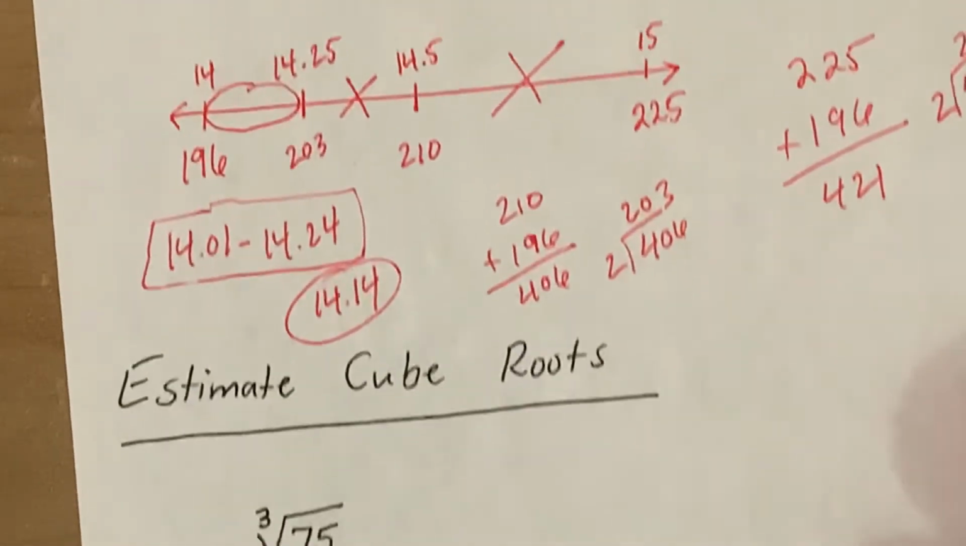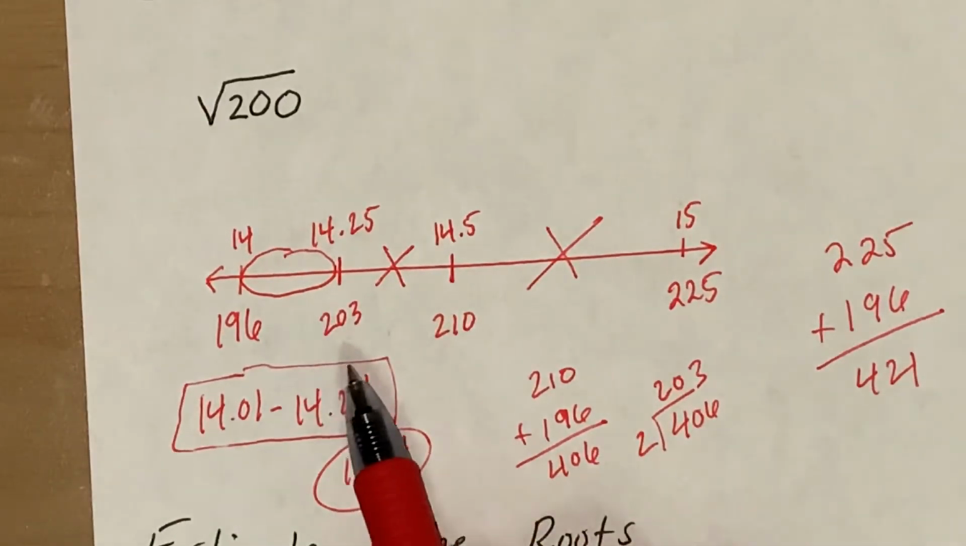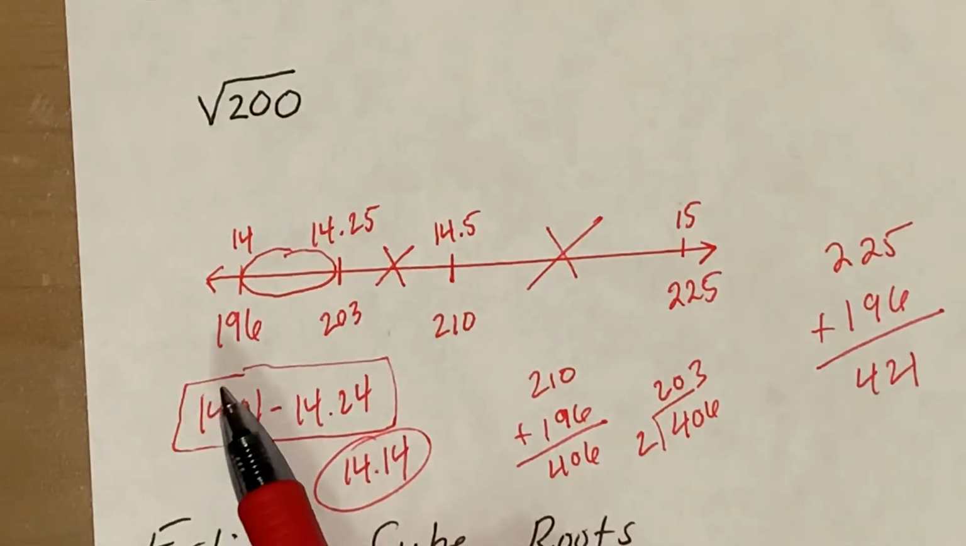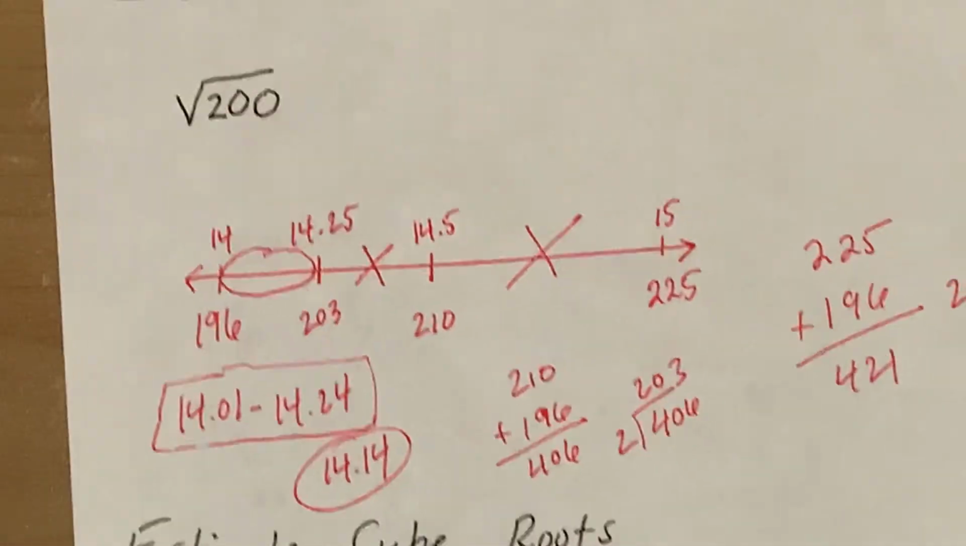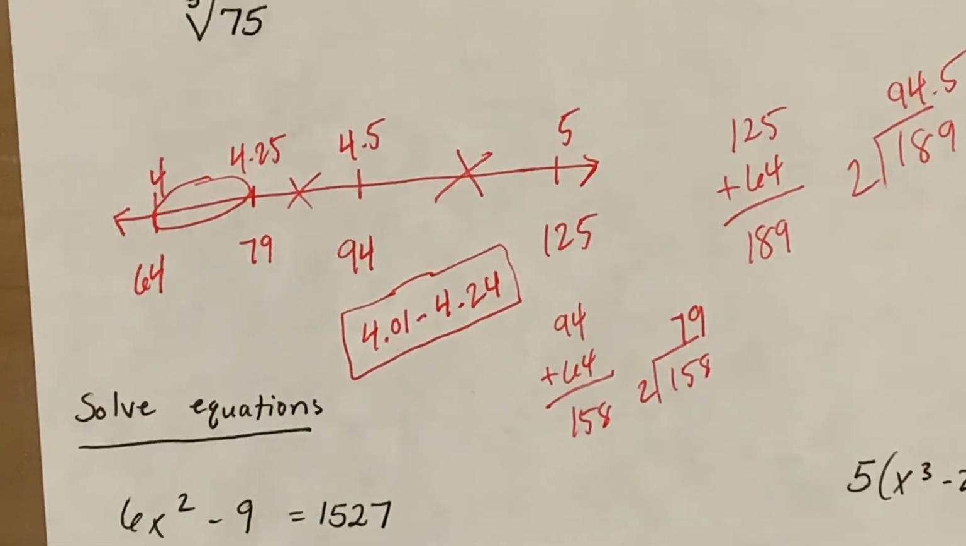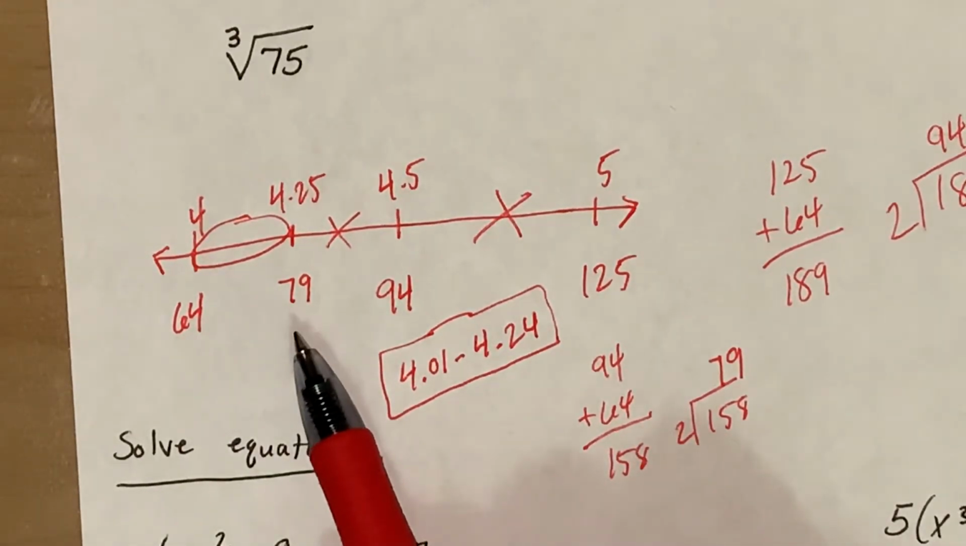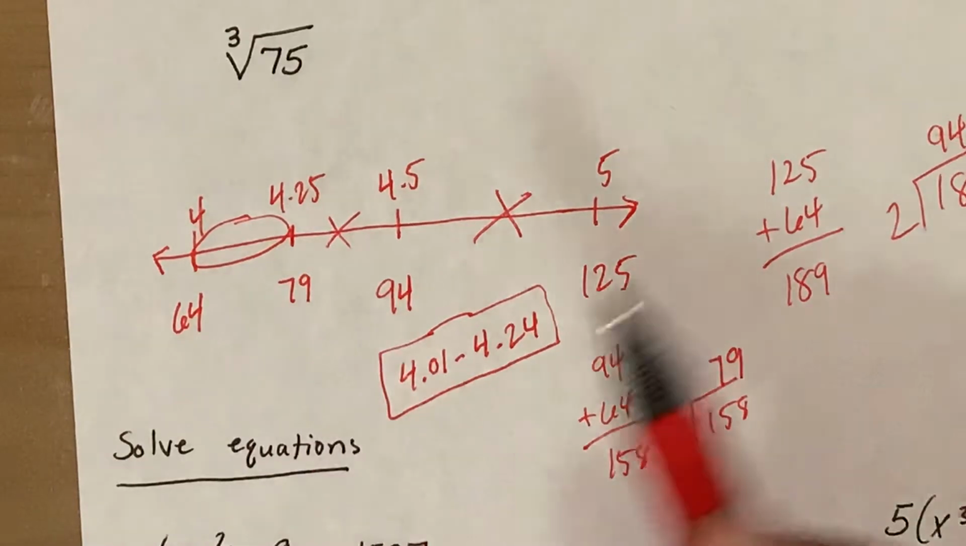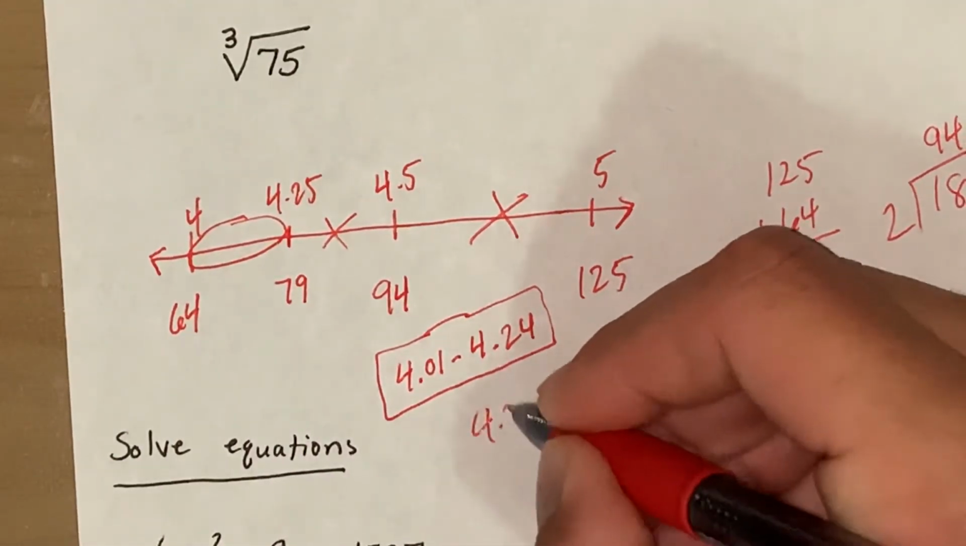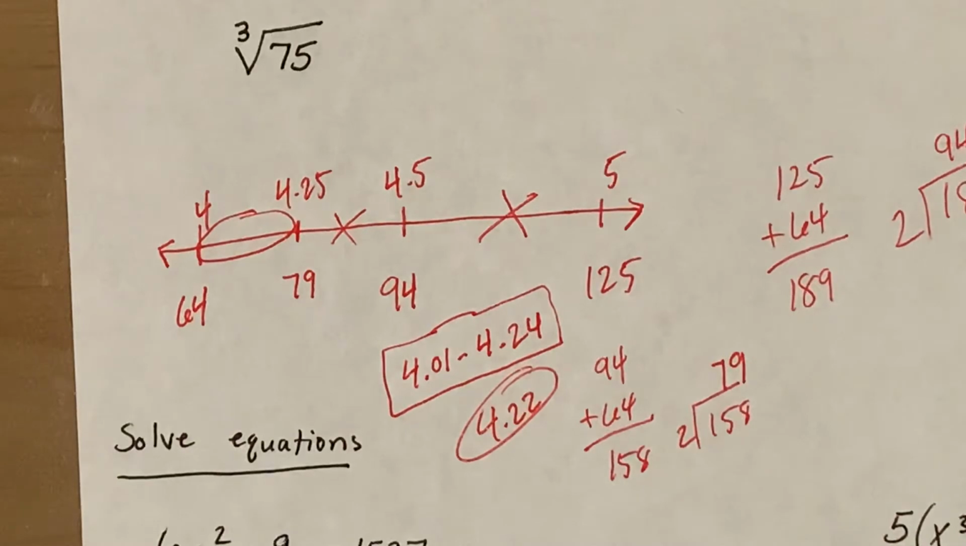If we look at that up here, we had 200. So is 200 closer to 203 or 196? It's closer to 203, barely, just by one number, right? It's only 4 away from 196, and it's 3 away from 200, okay? So we could see that our answer is going to be slightly closer to 14.25. So back down here, all right, we had 75. So we can pretty sure say that this is closer to 79. So let's go with 4.22, and that's our answer.